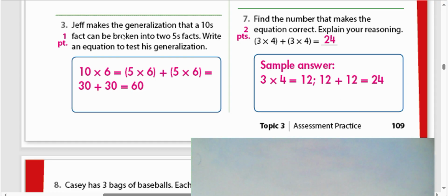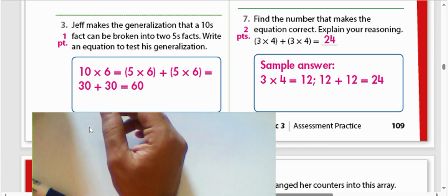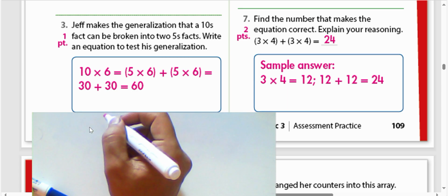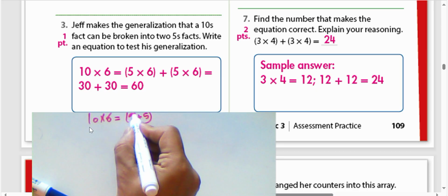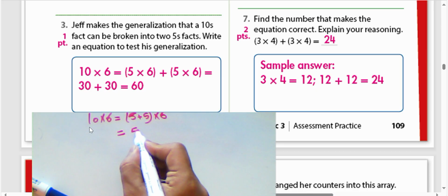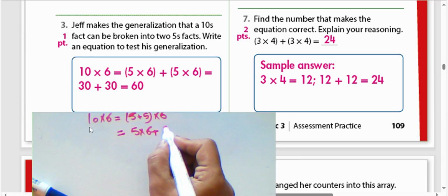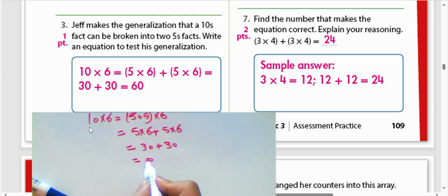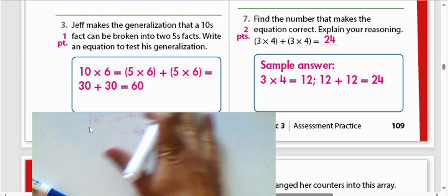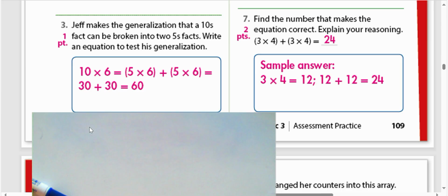Next question. Can a tens fact be broken into two 5 facts? Yes, 10 equals 5 plus 5. No, 10 times 6 equals 5 plus 5. We can use distributive properties here about this fact. We have two factors of 5. 10 multiplied by 6, where 10 equals 5 plus 5, and then we can write 5 times 6 plus 5 times 6. 5 times 6 equals 30, and 5 times 6 is 30. 30 plus 30 equals 60. The total number here will be 60.